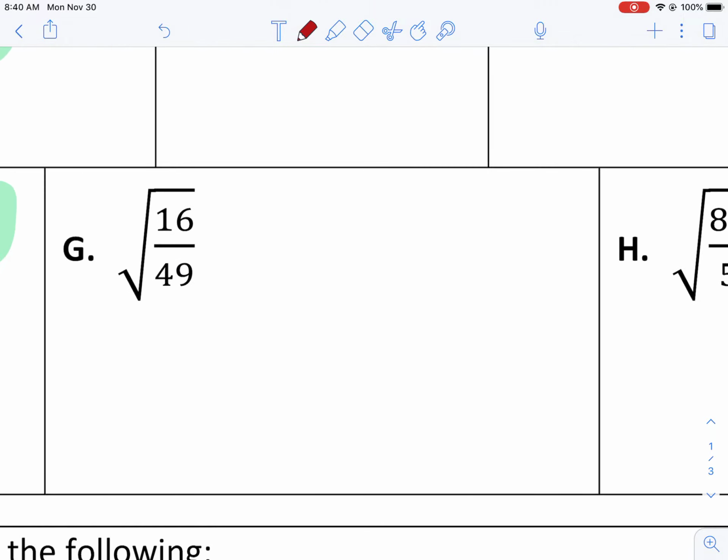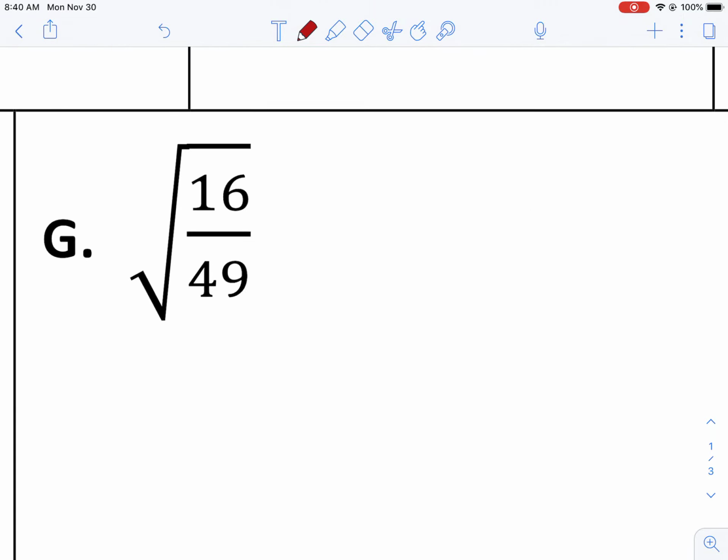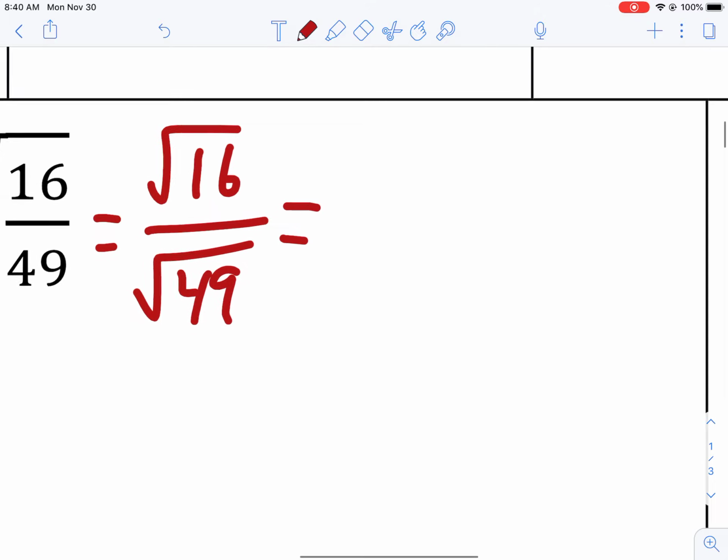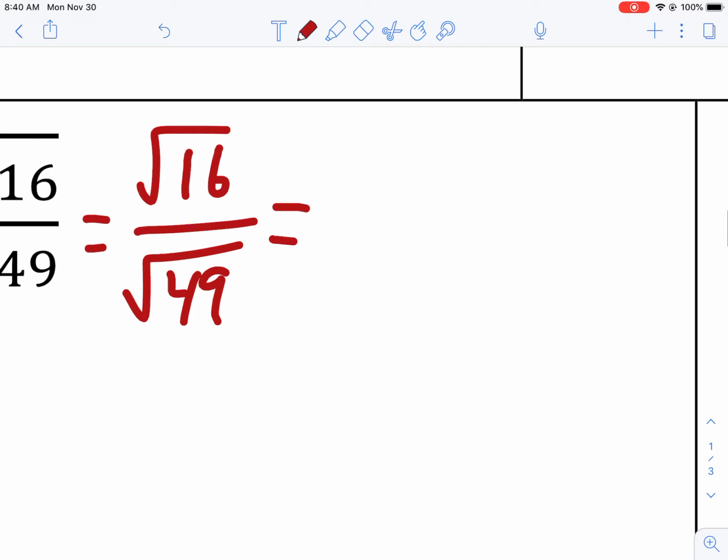G and H, not that difficult. For G, you've got 2 numbers, one on top and one on bottom, that are both perfect squares, so we can just take the square root of those numbers. We definitely have done this before. The square root of 16 is 4, the square root of 49 is 7, so this is just 4/7.